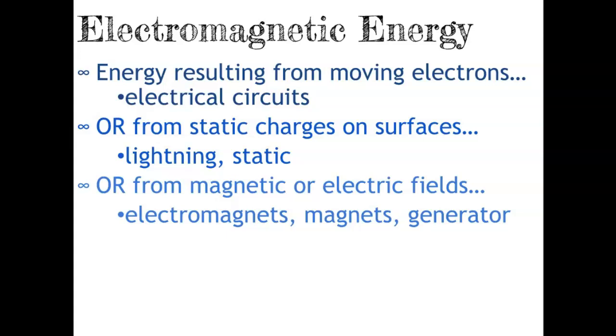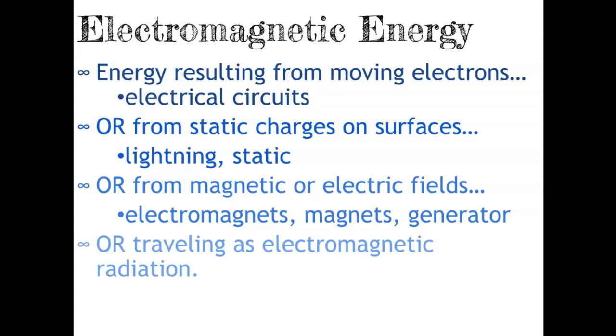This is what magnets do, and this is how we generate electricity, by taking advantage of these interacting magnetic or electric fields. Electromagnetic energy is also what's happening when radiation, such as light, visible or invisible, travels across our universe. In this case, no particles are moving. This is energy that's traveling as pure energy as electromagnetic waves, whether those are radio waves, microwaves, infrared waves, visible light waves, ultraviolet waves, X-rays, or gamma rays.